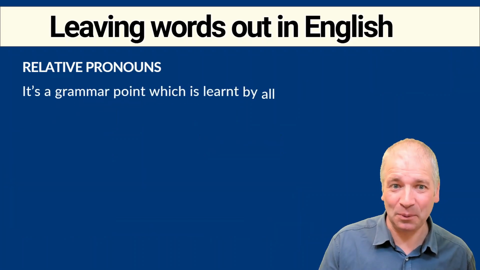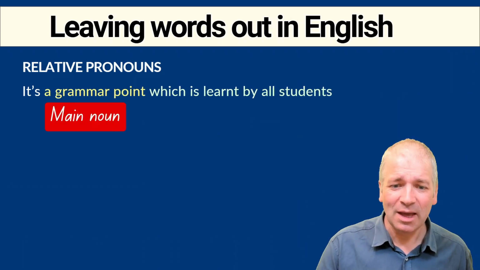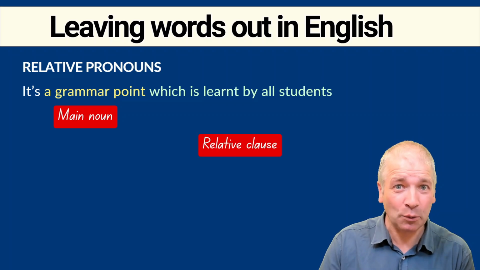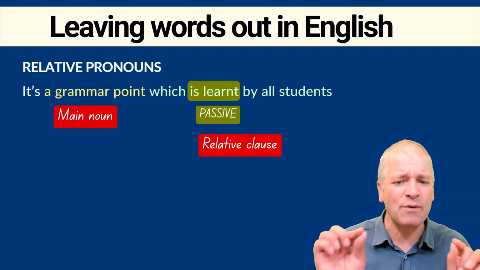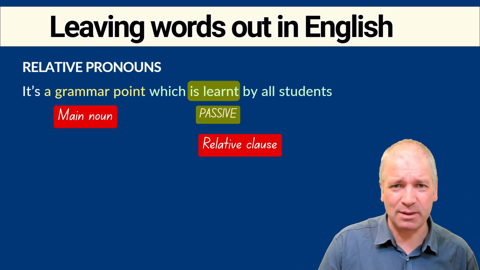Here's another example. It's a grammar point which is learned by all students. Here we have the same main noun again and a slightly different relative clause, but notice in the relative clause we have a passive form, is learnt, and this makes a difference later on.